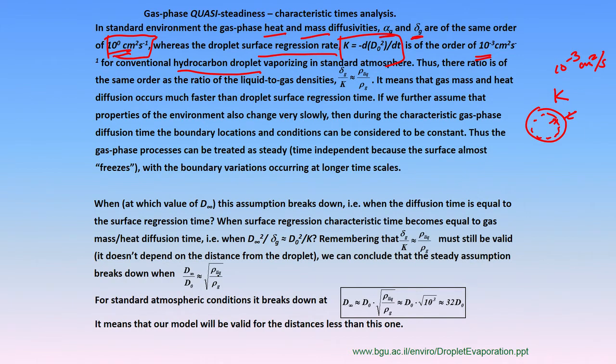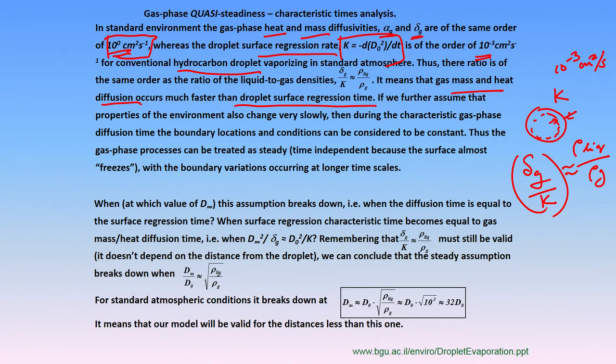So, thus the ratio, if you just take the ratio of delta g, that is the mass diffusivity, divided by this k factor, it basically scales as rho liquid by rho gas, correct, because they are also of the order 1000. Okay. So, that means the gas phase mass and heat diffusion occurs much faster than the droplet surface regression. So, the time scale that is involved for the droplet surface regression is much higher than the corresponding time scale that is involved for the diffusion to occur, right.